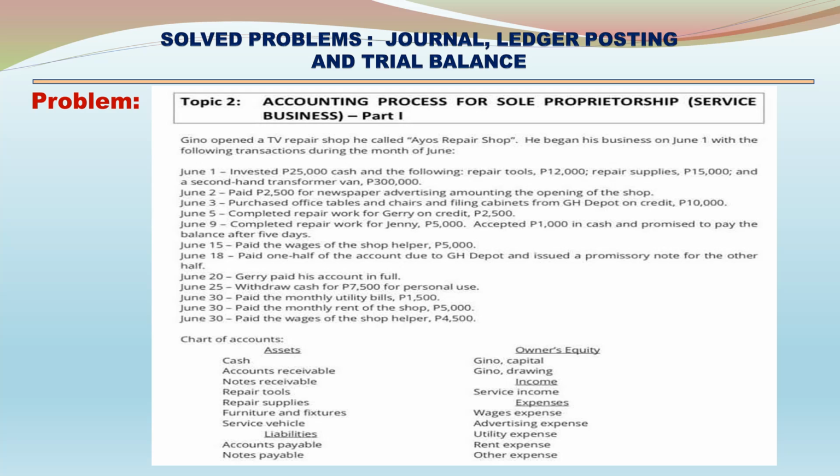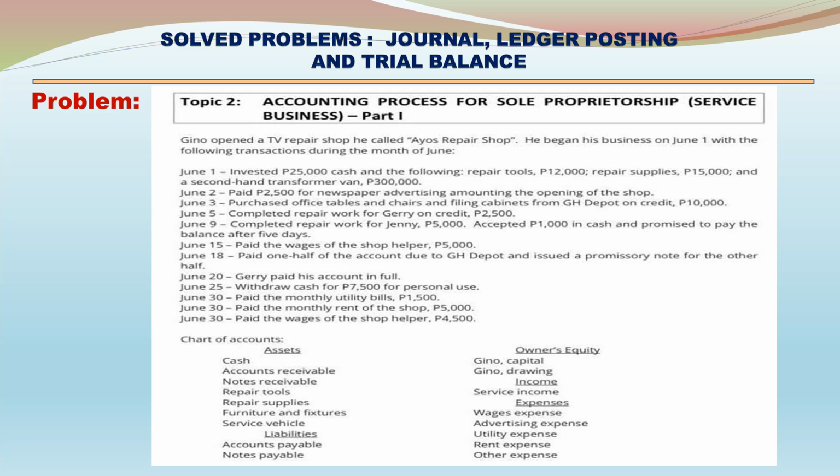June 15. Paid the wages of the shop helper, 5,000. June 18. Paid one half of the account due to GH Depot and issued a promissory note for the other half. June 20. Gary paid his account in full. June 25. Withdrew cash of 7,500 for personal use. June 30. Paid the monthly utility bill, 1,500. June 30. Paid the monthly rent of the shop, 5,000. June 30. Paid the wages of the shop helper, 4,500.